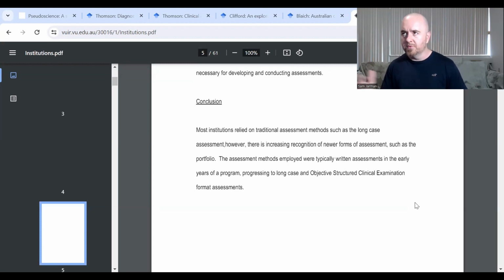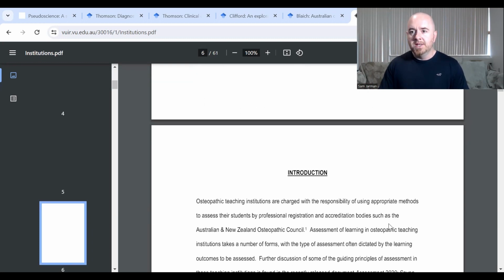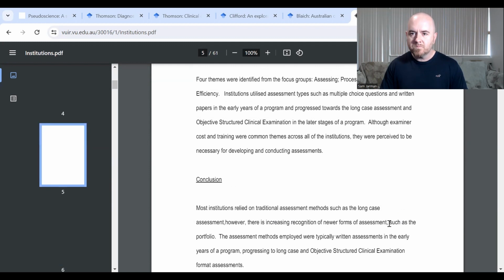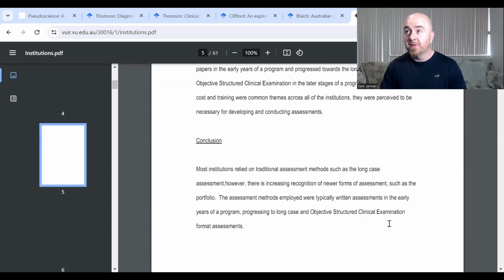Now, I'm not going to go through this full paper. It's 61 pages. It is double spaced. There's a lot of gap in it. So it's not really 61 pages, but it's 61 pages in presentation. I'm definitely not going to go through it, but what I do want to do is point to a few things. So I think this paper, for what its purpose was, did a decent job. They went out and asked people who were involved in osteopathic education how they were assessing people.